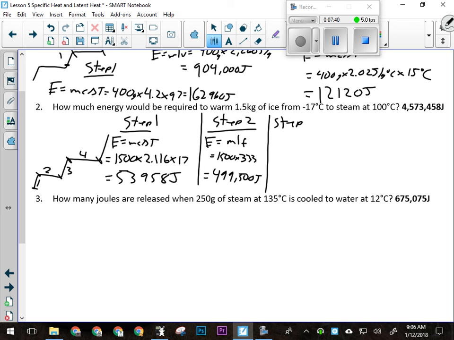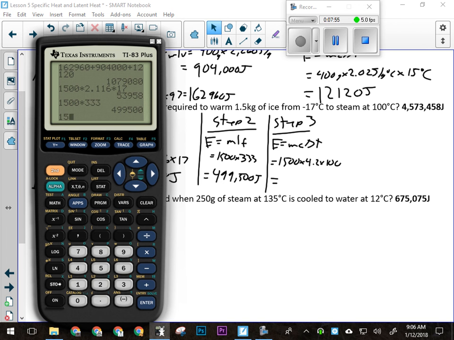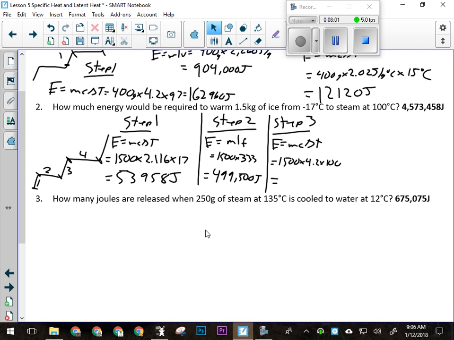Okay, step 3. We have to heat the water. So that's E equals MC delta T. 1,500 grams times 4.2 joules per gram degree Celsius times 100 degrees Celsius. All right, 630,000 joules.